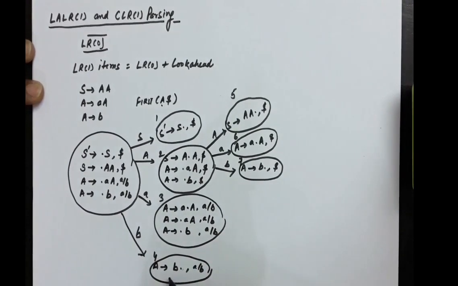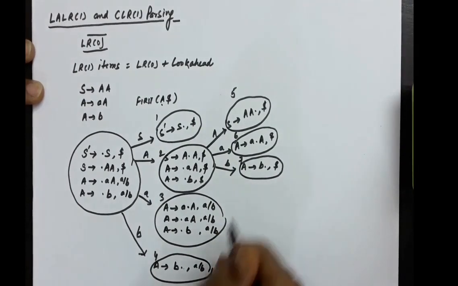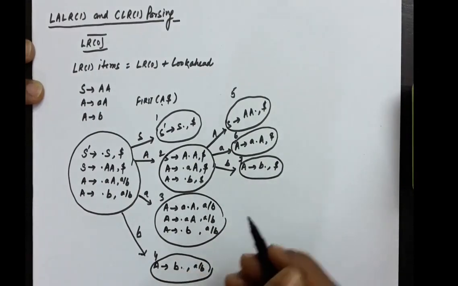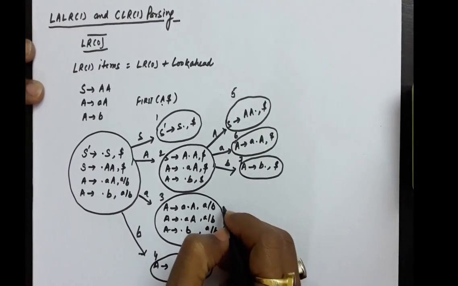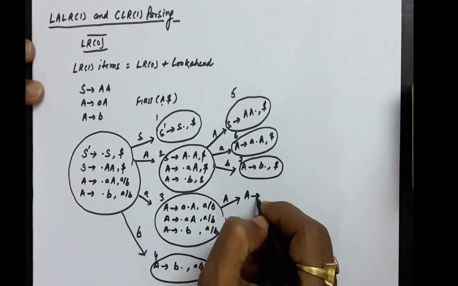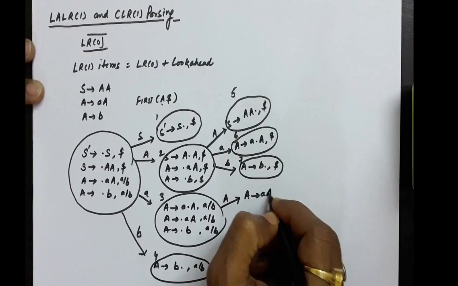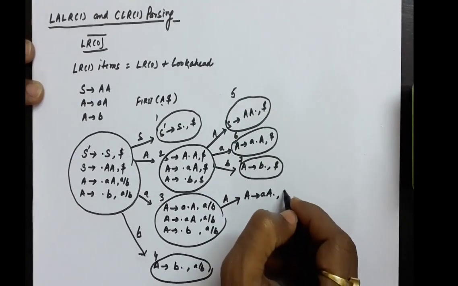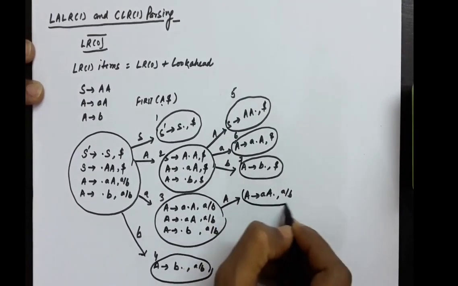And now what is this state? A produces B dot with small a and small b. So this one and this one differ only in the look aheads. So these will be the different states. Now if we take a capital A here, so capital A produces small a, capital A dot, and the look ahead of A and B will be A and B only.